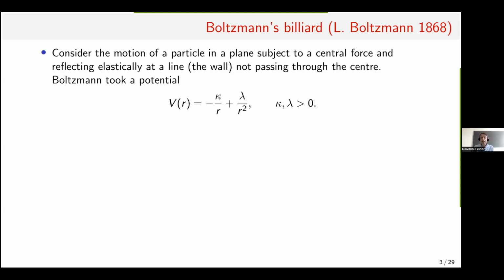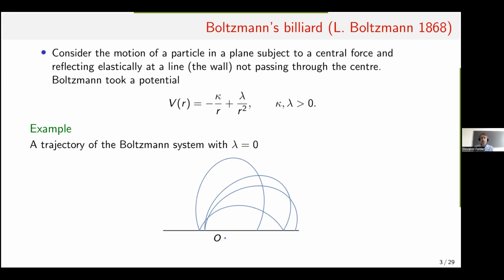So for instance, in the lambda equal to 0, we will mostly talk about the case lambda equal to 0, so just the pure gravitational force. The trajectory would look like this, right? So it will follow some Kepler trajectories for a while until it hits the wall. And when it hits the wall, it just jumps, so it's reflected elastically and follows another Kepler trajectory, and so on, right?